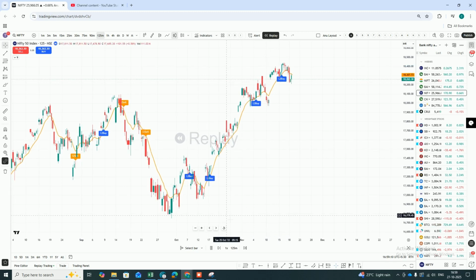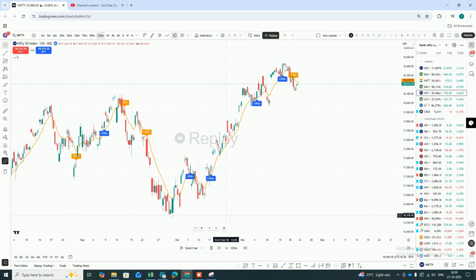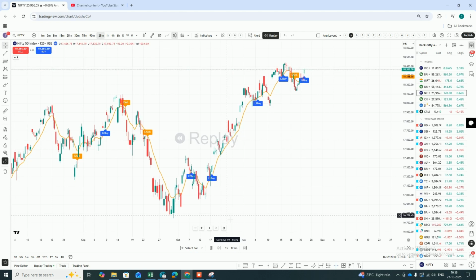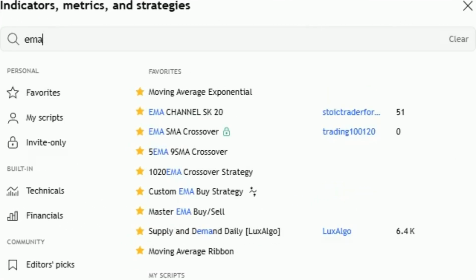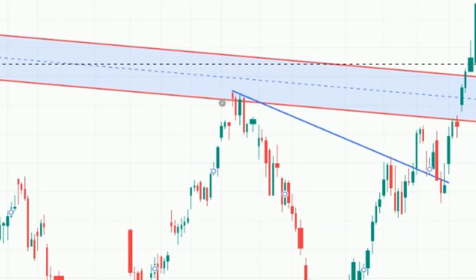Let's see how we can add this 10 EMA and how we can trade using it. All these logics we will see: how you should enter the buy trades and how you should enter the sell trades. Let me type EMA. For this, on TradingView or on your broker chart, in case you don't have TradingView, you can use your broker chart. Any broker will have this 10 EMA.